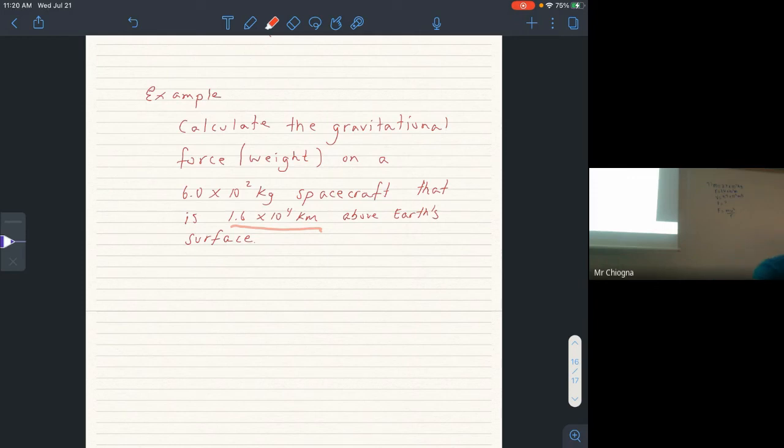Okay, so that's the FG or weight. So if I convert the kilometers to meters, how many should I add to the scientific equation? How many meters are there in a kilometer? Thousands, how many zeros is that? Three. Add 3.